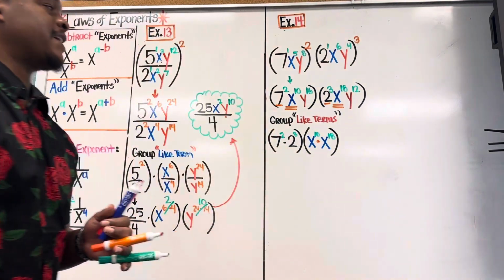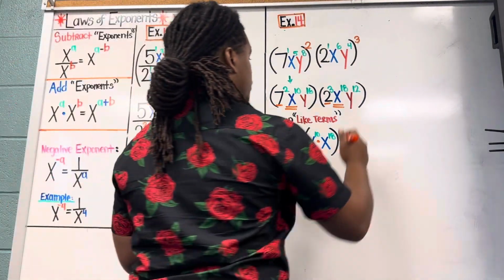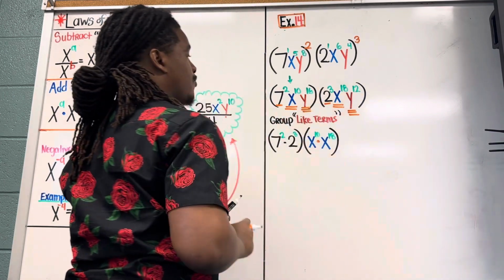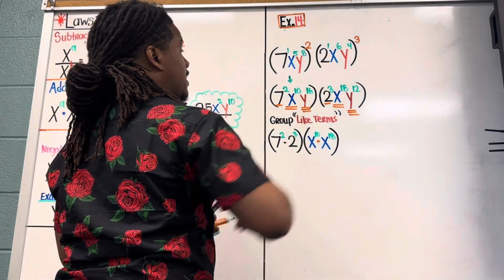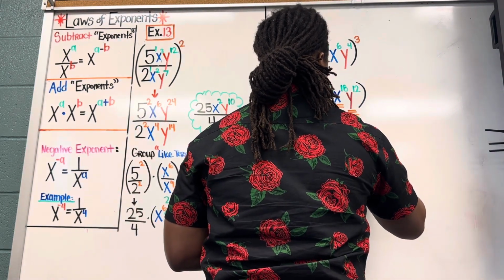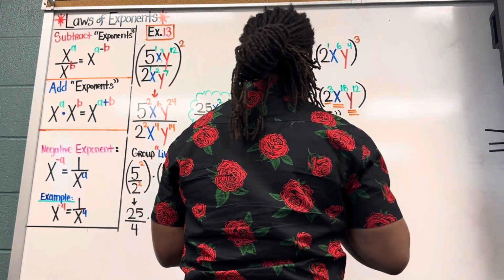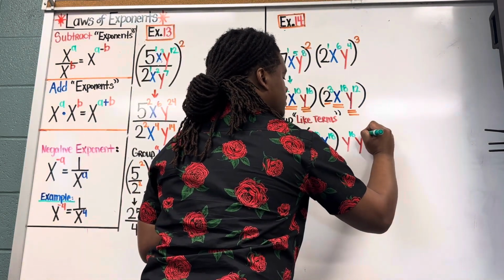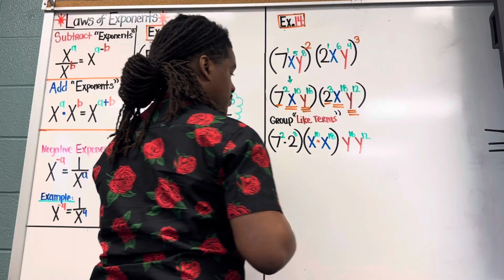And then last but not least, we need to group the y's. So I have y to the 16th power times y to the 12th power. Let me go ahead and write that. Once again, we have y to the 16th power times y to the 12th power.